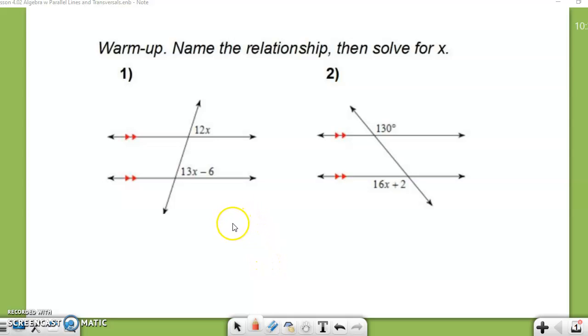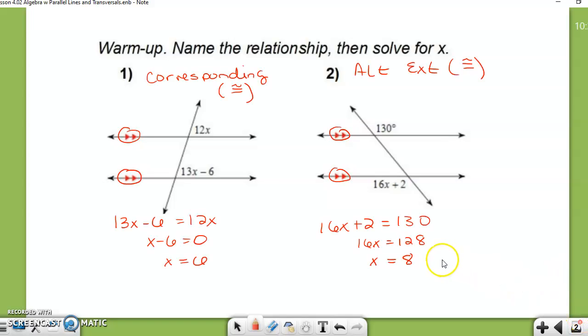You have a warm-up today. This goes with our last lesson. Notice you do have parallel lines for both questions, and they are crossed by a transversal. So I want you to name the angle relationship here, and then tell me what that angle relationship means. Use it to set up your algebraic equation and solve for x. Do that for 1 and 2. Pause the video and come back and check your answers.